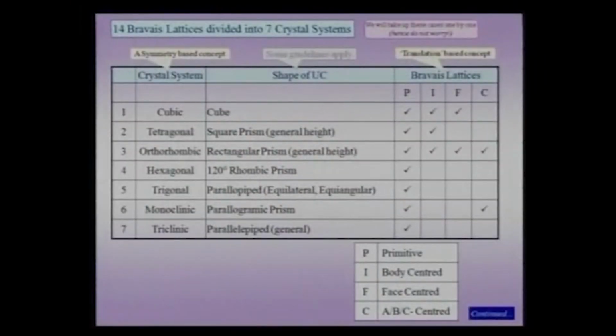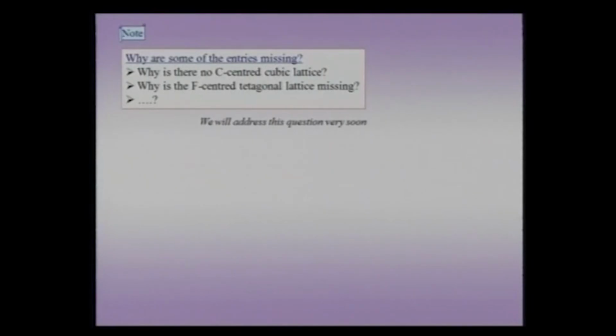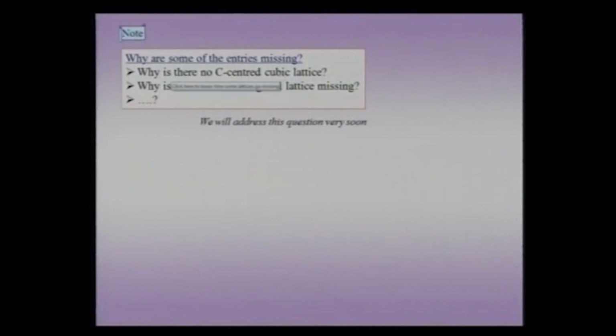One important question which comes to our mind when we consider these lattices is why are some of the entries missing? It was very clear when you looked at this list. For instance, for the hexagonal lattice, there was only one, the primitive, and all the others were missing. So in the list there are many of these lattices which go missing, and like in the case of two-dimensional lattices, we can ask this question, why some of these lattices are missing. For instance, specifically, why is there no C-centered cubic lattice?